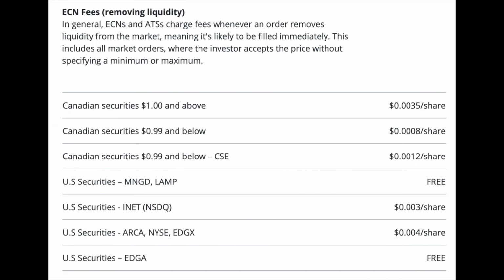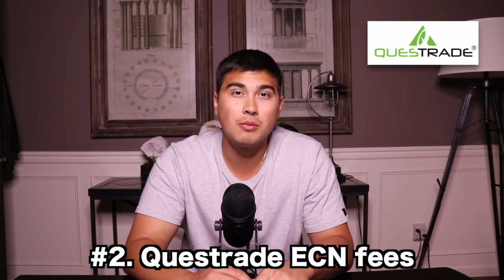The ECN fees that you're looking at displayed up on the screen, as you can see, do vary depending on the certain exchange. And although they look relatively small in terms of the per share fee that you're being charged, you have to keep in mind that when you're buying penny stocks or smaller companies, you often buy large quantities of shares. So this really can add up. And this is, of course, on top of the commission. So it's something to be more aware of.